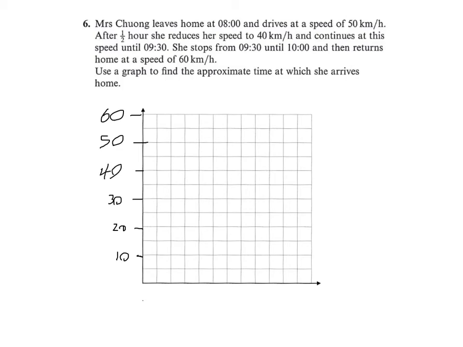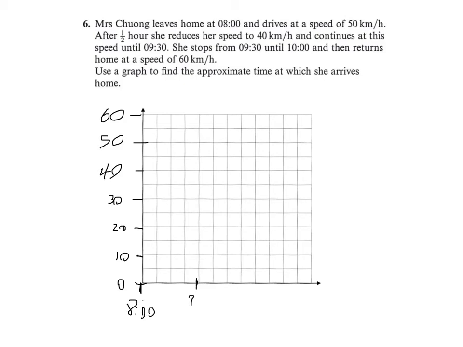All right. And then to the right, it goes, and this starts at 0, obviously. Okay, to the right, it goes by 15-minute intervals. In other words, every 4 squares is an hour. Now it says Mrs. Chuang leaves home at 8. So this first one, we're going to do 8 a.m. Okay, and then 1, 2, 3, 4.